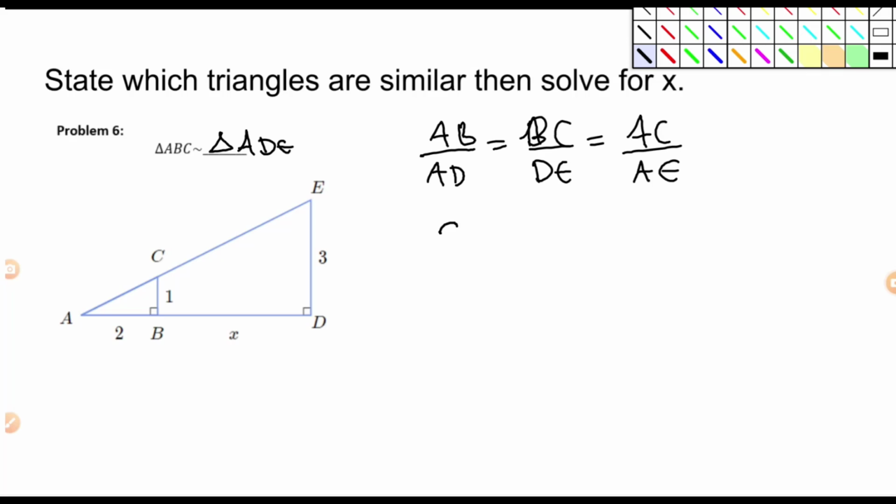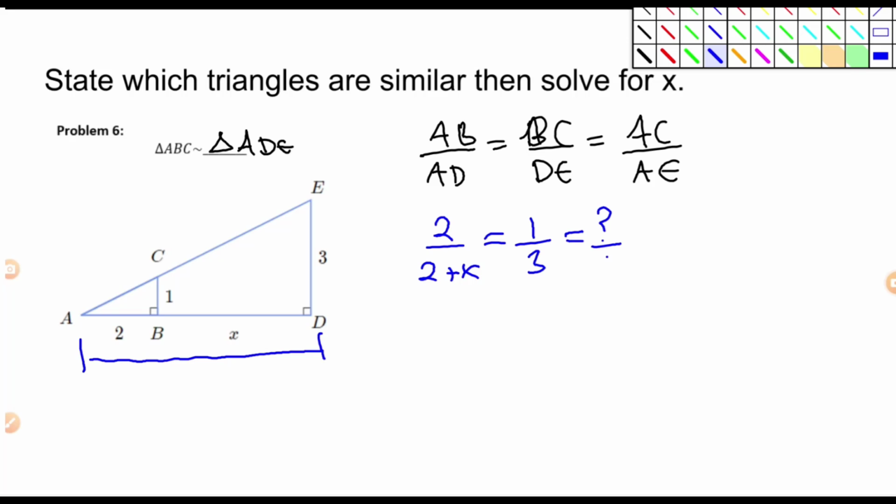Let's figure this out. So AB is 2. Let's change it to blue. That's 2. AD is from here all the way to there. So how long is that segment? It's going to be the sum of those two. So it's going to be 2 plus x. We need to add those together. That's the mistake that most of my students make. BC is 1, DE is 3, and we don't know these two pieces. But it doesn't matter. We can solve this proportion right here. We can solve that one pretty quickly. So let's go ahead and do that.